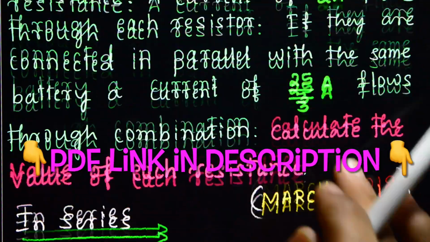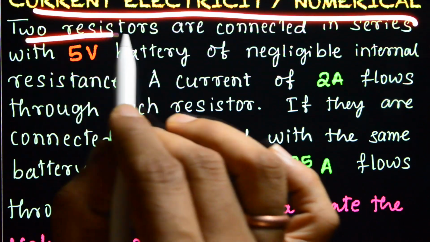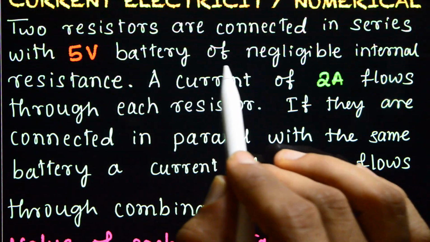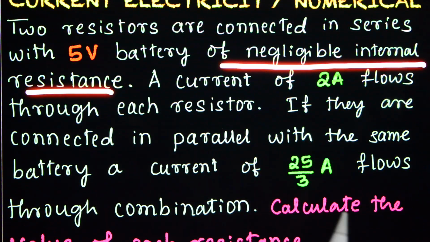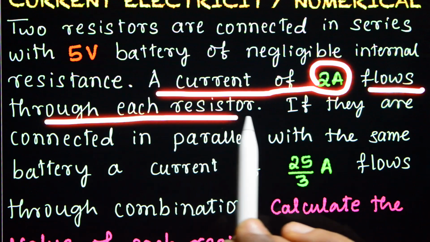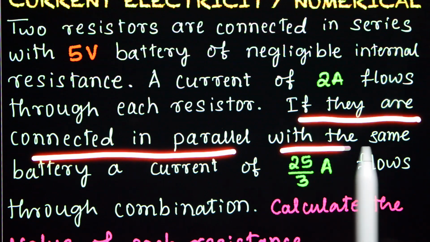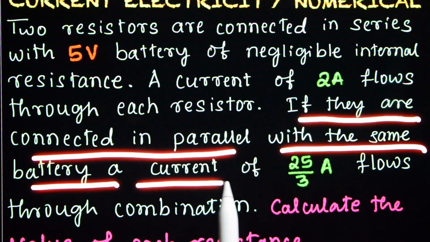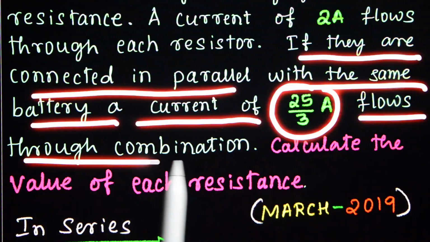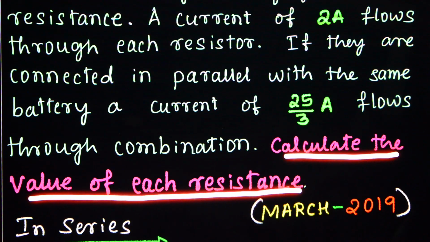Current electricity numerical, March 2019. Two resistors are connected in series with a 5-volt battery of negligible internal resistance. A current of 2 ampere flows through each resistor. If they are connected in parallel with the same battery, a current of 25 by 3 ampere flows through the combination. Calculate the value of each resistance.